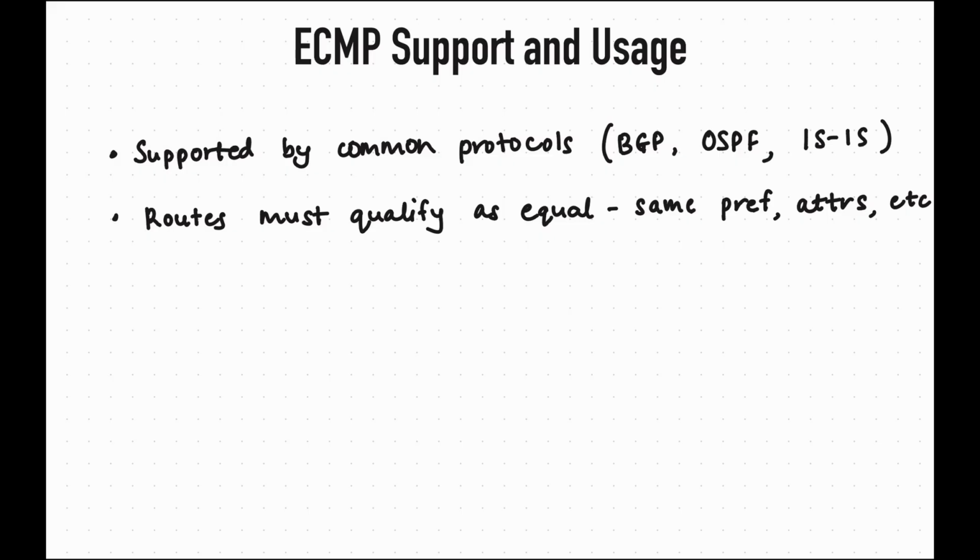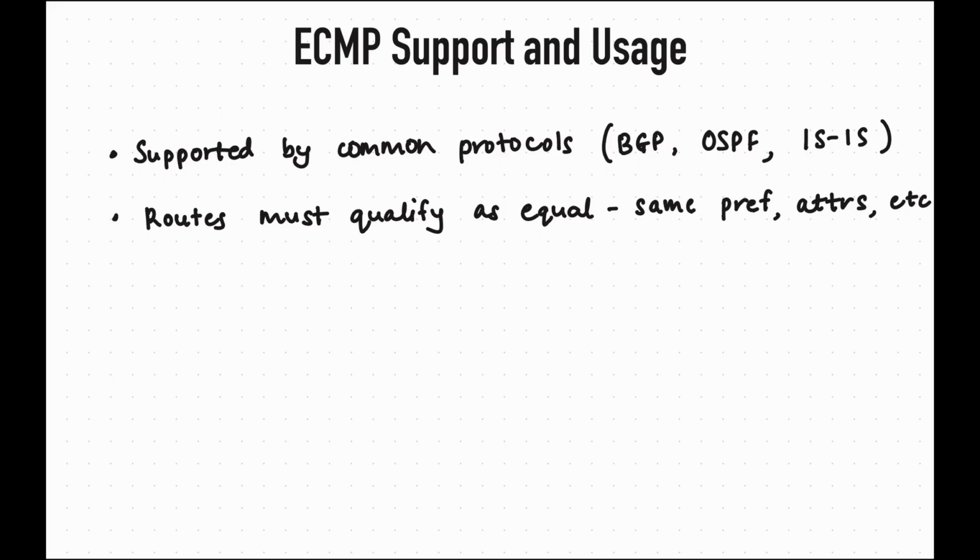For ECMP to function properly, routes must truly be equal. This means they must have the same metric, same administrative preference, and in BGP the same path attributes. If the attributes differ, the router will select only one best path and ECMP will not be used.